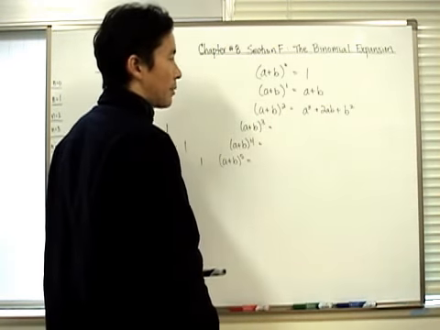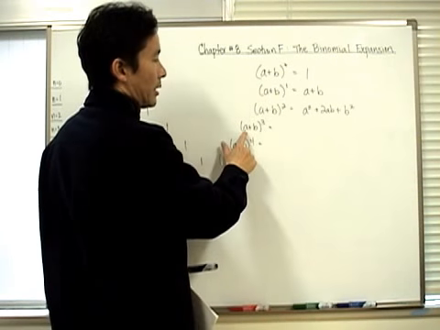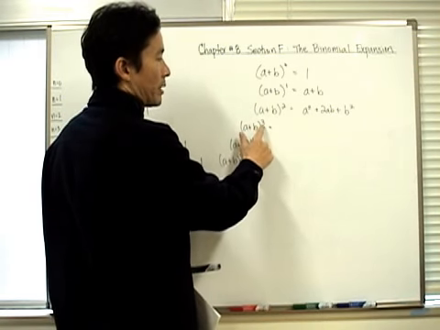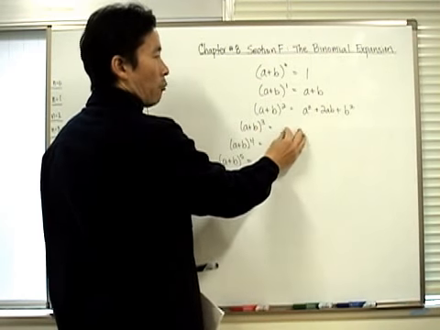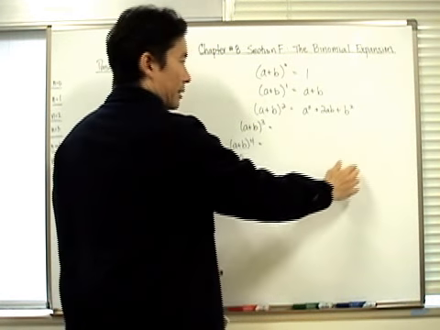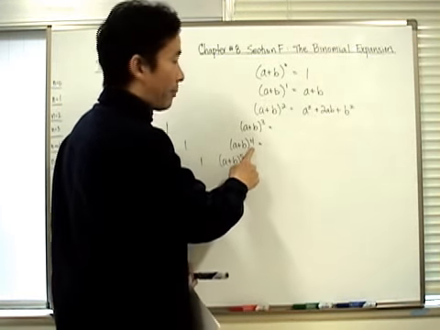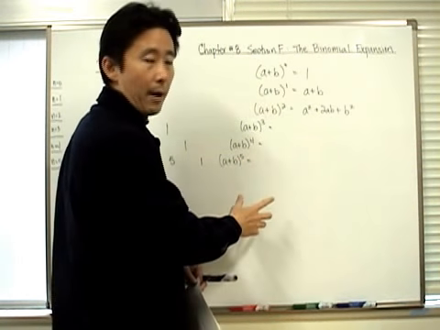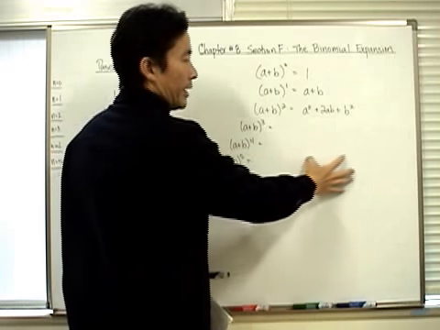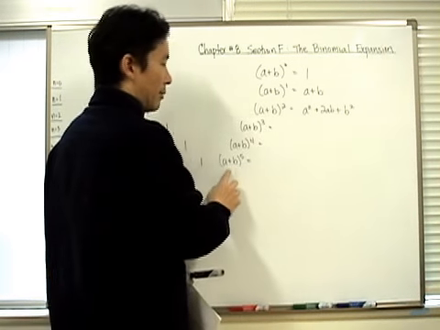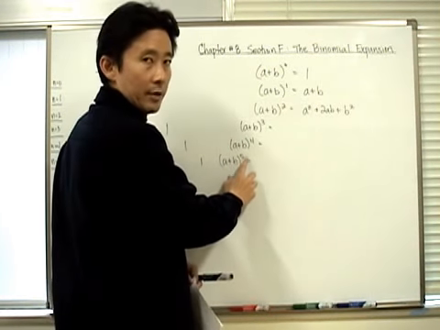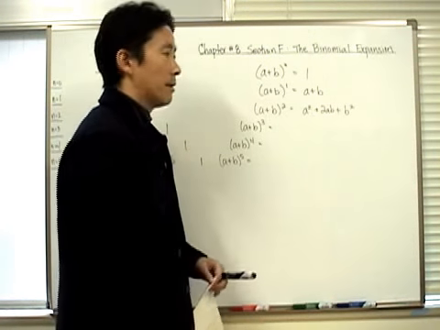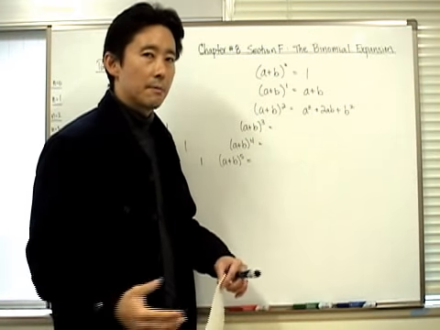So let's say we wanted to find out what this binomial a plus b is, and say we raised it to the third power. What would that expansion look like? What if we did it to the fourth power? What if we raised the binomial to the fifth power? How do we go about finding the expansion of the binomial raised to a positive integer exponent? That's what we're referring to when we talk about the binomial expansion.